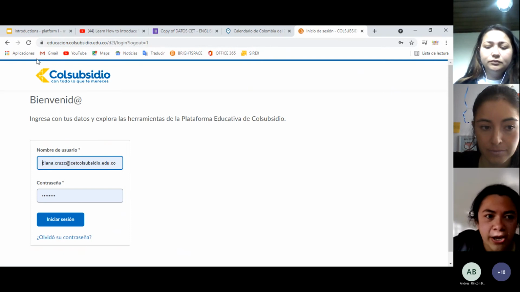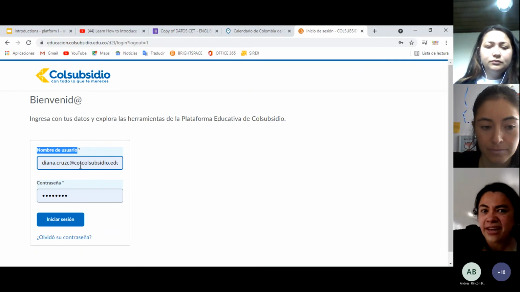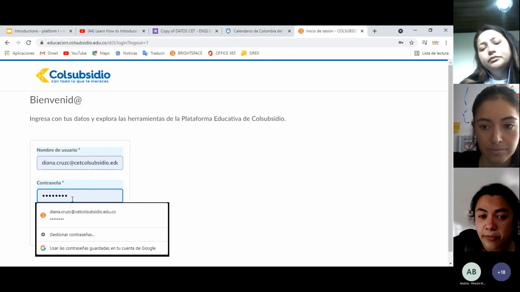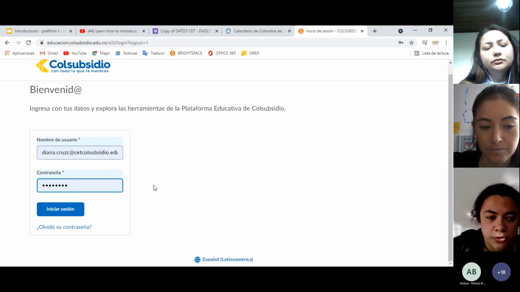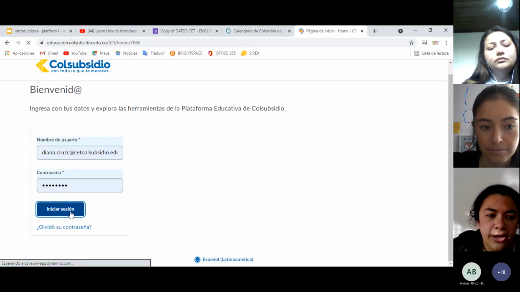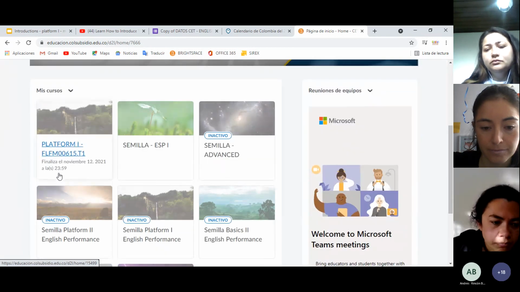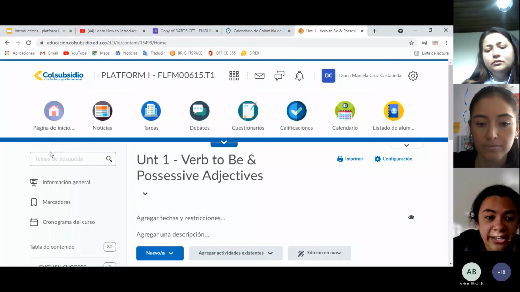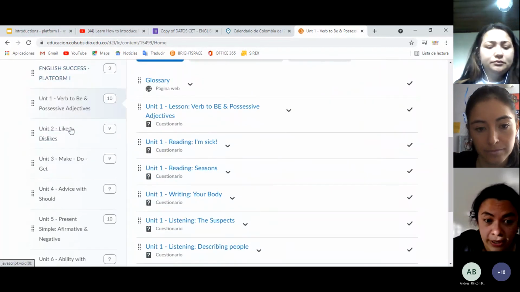So we have this Brightspace. The username, guys, it's your email address. The email address where you get my email, that's the username. And the password is your ID number, cédula de ciudadanía. That's your password. So you just click on login. Here you're going to have the class, all right? And here you're going to have the topics from our class, all right?